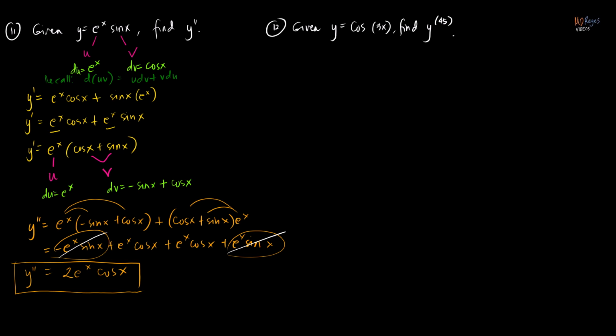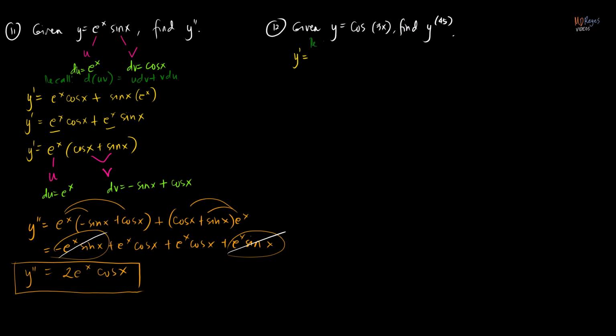In number 12, we have the function y equals cosine of 3x. So we need to find the 45th derivative of the function. Okay? So we don't have to go through the first until the 44th derivative to find the 45th derivative of the function. What we need to find here is a pattern. So if you see the pattern already, you can stop the differentiation and analyze what's the 45th derivative of the function. So we start with the first derivative of the function.